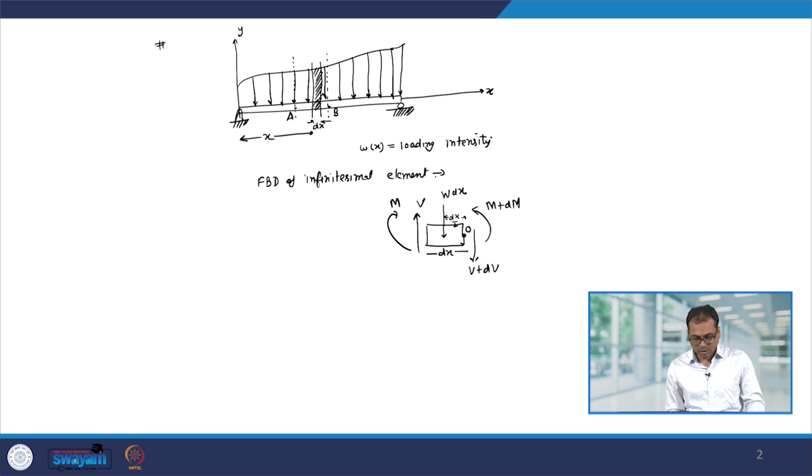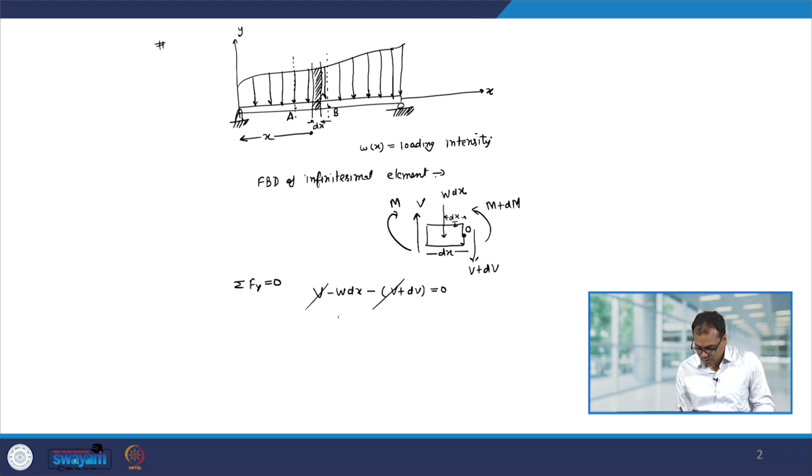Now, to find out the shear force V, we can balance the forces in the y direction. So, let us use summation Fy equal to 0. So, we get V minus W dx minus V plus dV equal to 0. What does this mean? This means that V can get cancelled, and we get W equal to minus dV over dx. Let us call this equation number 1.